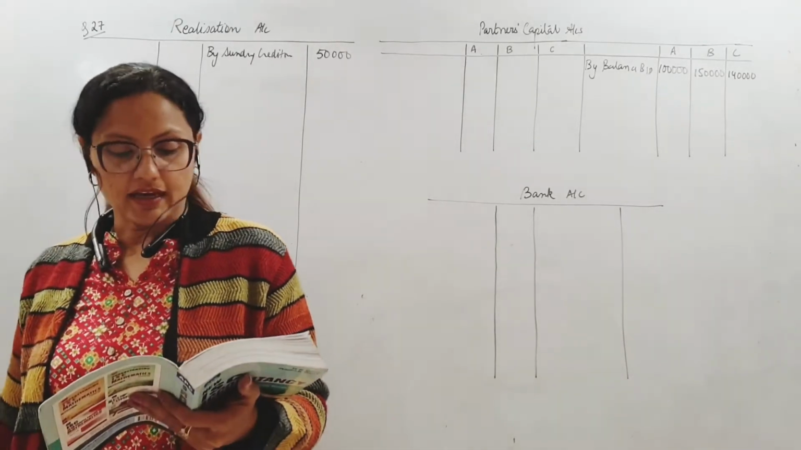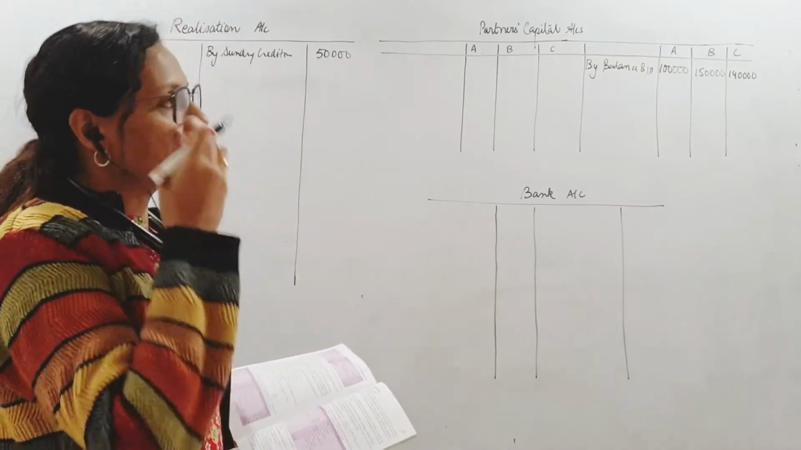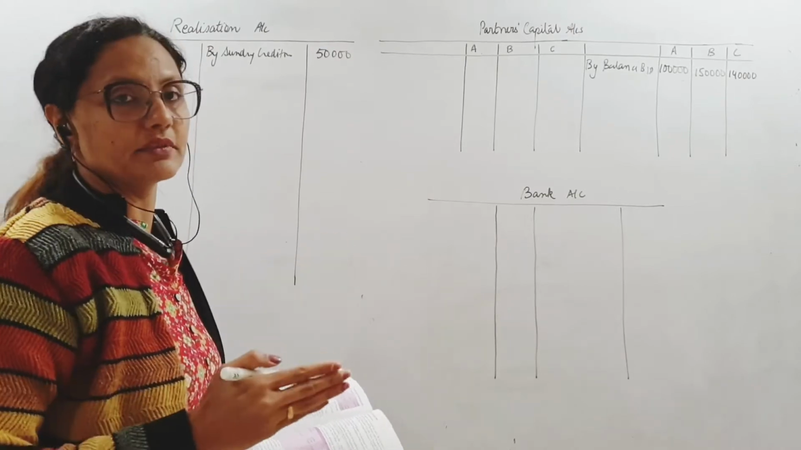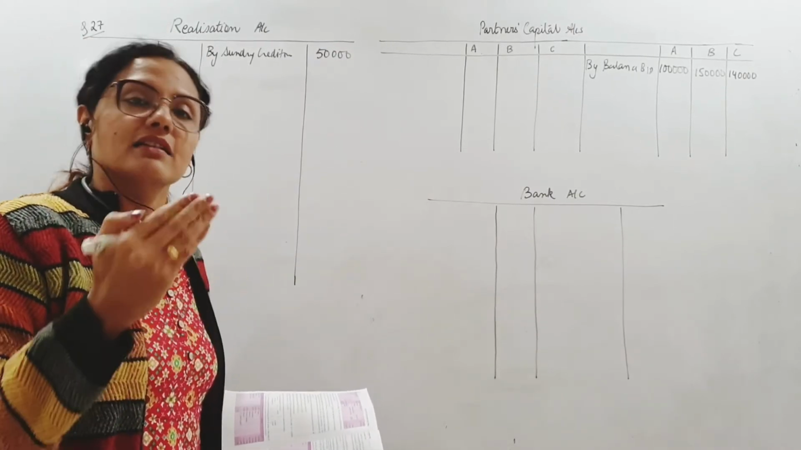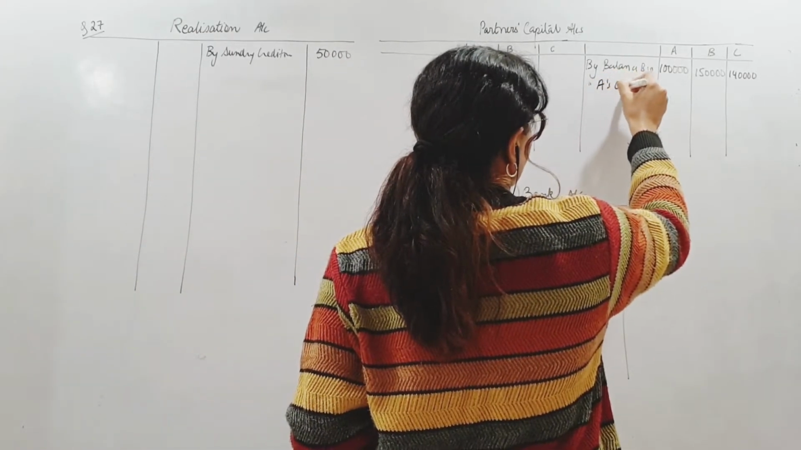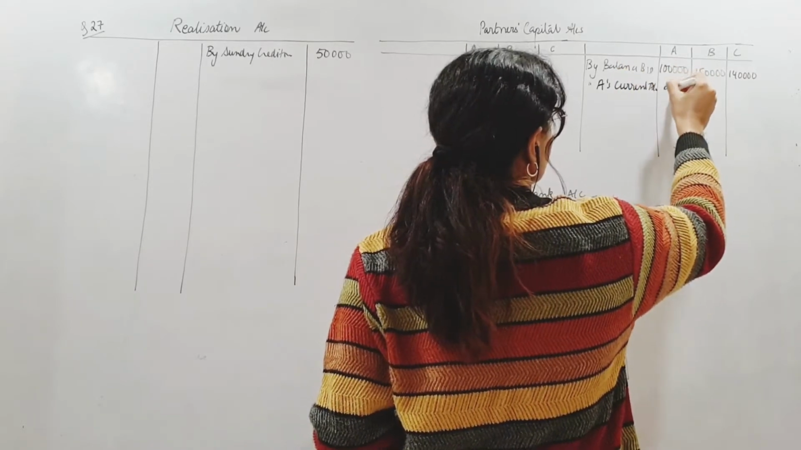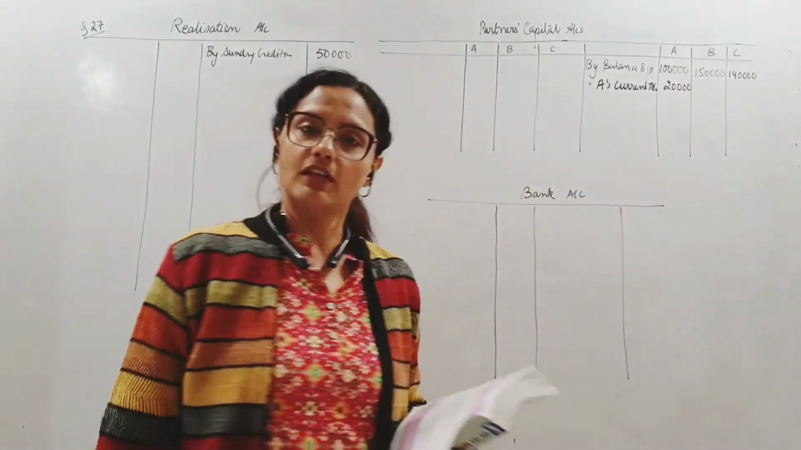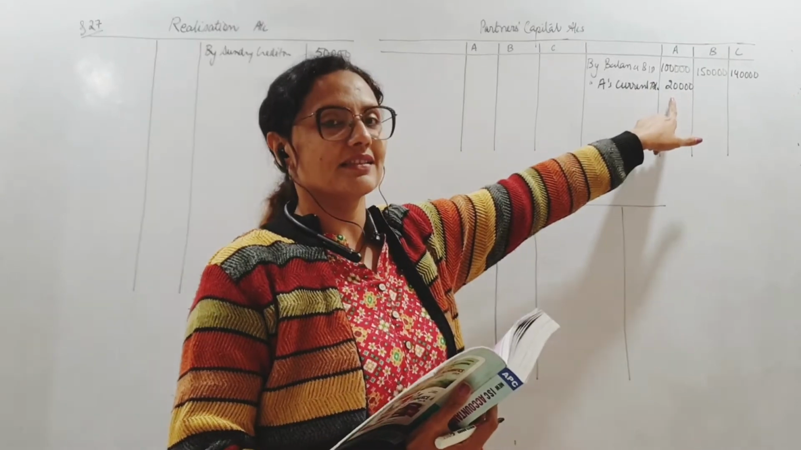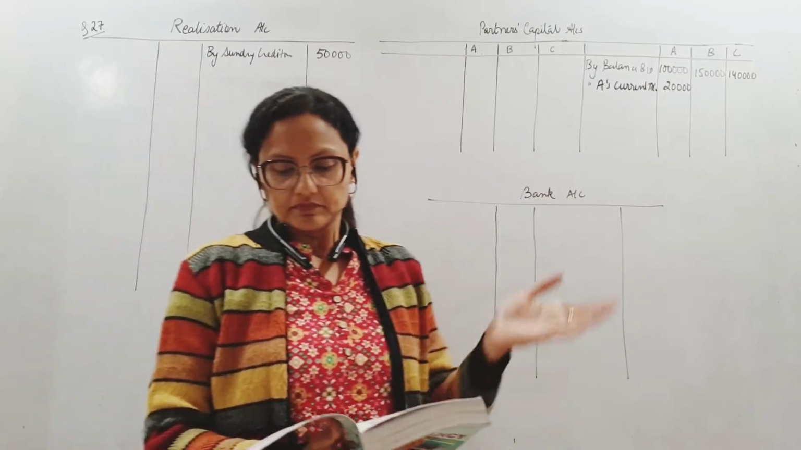Then we have current account of A. So how do I close the current account? Current account of A has a credit balance. I will have to debit it to close it and transfer that amount to the credit of partner's capital. Journal entry here. A's current account debit to A's capital account. So it's by A's current account 20,000. Alright? So A had 1 lakh in his capital and 20,000 in his current account. So what is the total? 1,20,000. Simple.